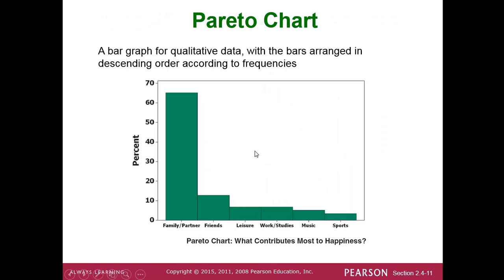A Pareto chart is a bar graph for qualitative data. Now remember from chapter 1, qualitative meant naming data, descriptive data. So usually you're dealing with categories of some sort. This particular one is what contributes most to your happiness, so your family or your significant other or friends or your leisure or your work or music, sports, etc. And they are generally arranged in descending order. So the value that you had as most frequent is going to be the first thing on your graph, to the least frequent all the way to the right.